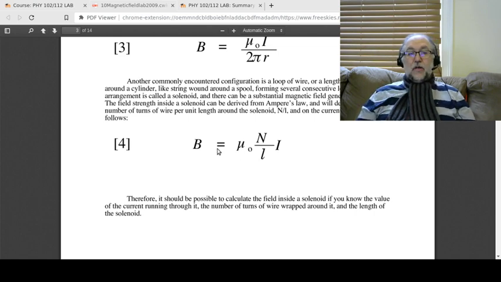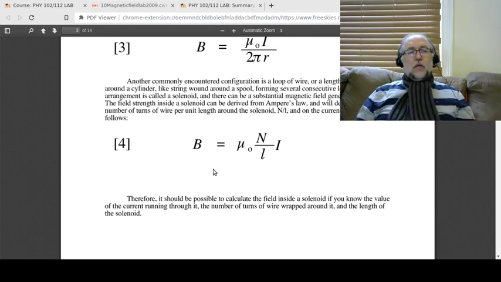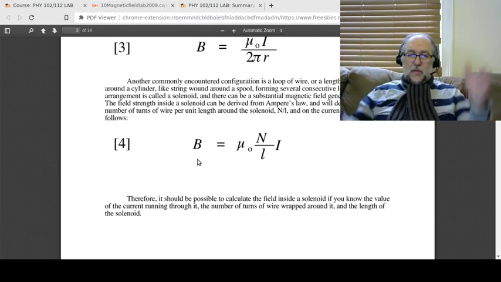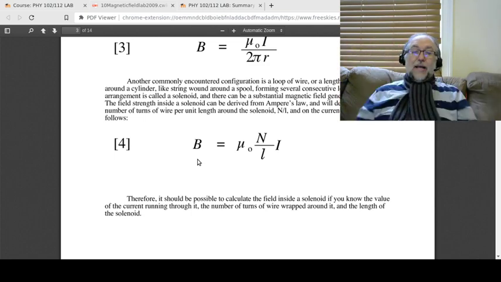So the magnetic field in a solenoid goes as the current. As you keep increasing the current, you're going to get more and more magnetic field. If you have more windings, more turns in the solenoid, you're going to increase the B field. But the more you spread it out, the smaller the B field is going to be. Or the other way to put it is, the more you compact the windings, the bigger the magnetic field you're going to get.